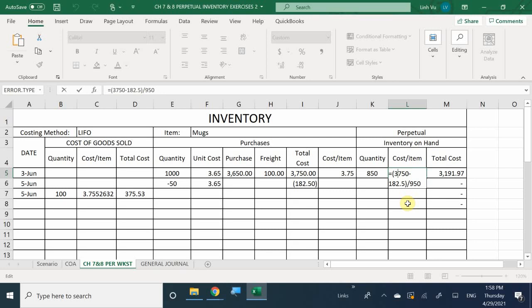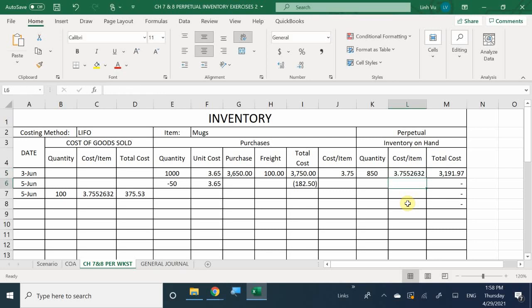Uh-huh. Minus the 182 times the 950 divided by the 950. Okay, got it. Okay. 3,191.97. Perfect. So remember, the cost per item, this one you have to be very careful.